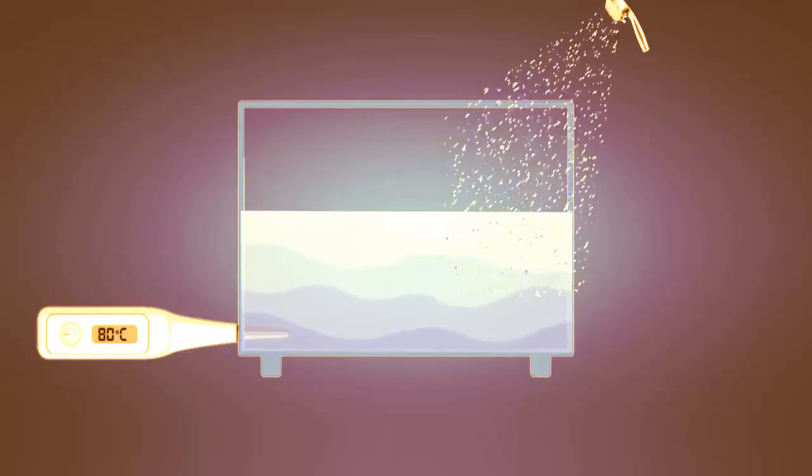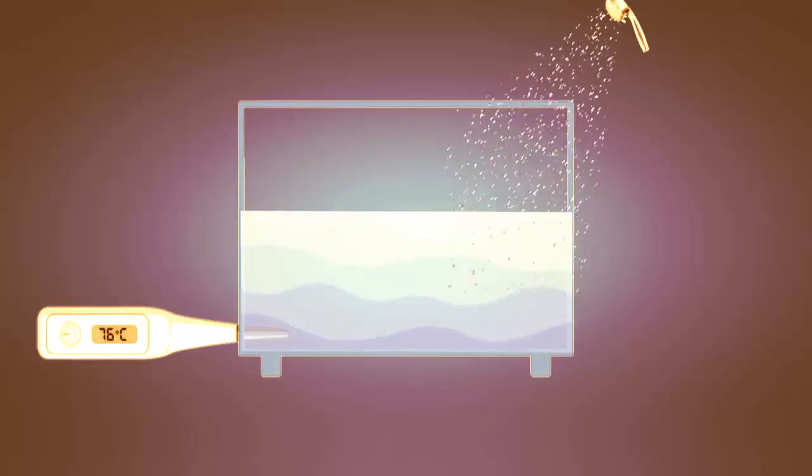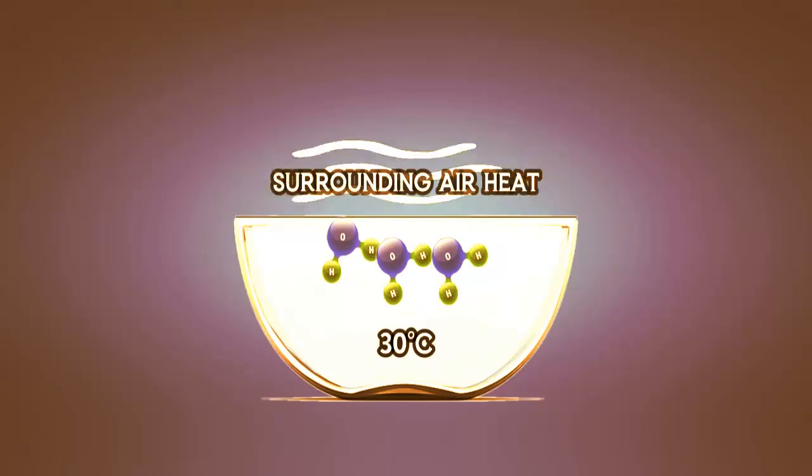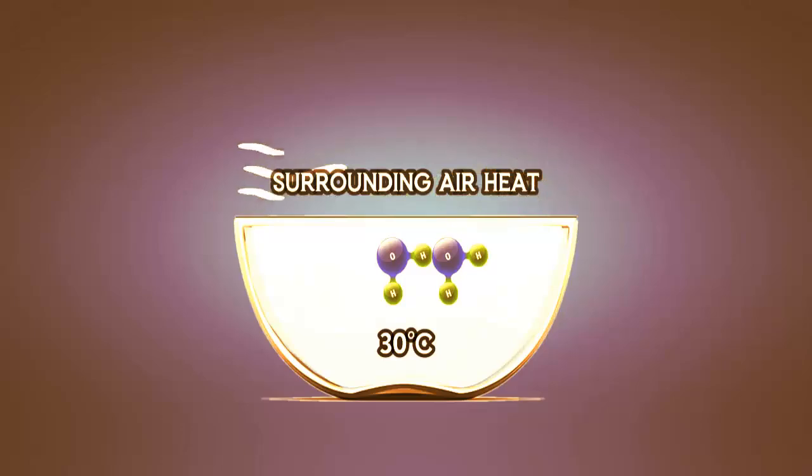Water doesn't evaporate only when it reaches 100 degrees Celsius, 212 degrees Fahrenheit. Water can evaporate at any temperature. For example, we can take water in a bowl at 30 degrees Celsius, 86 degrees Fahrenheit. Now, the molecules on the top surface of this water will use the surrounding heat as latent heat and evaporate. But, this process is a very slow process.